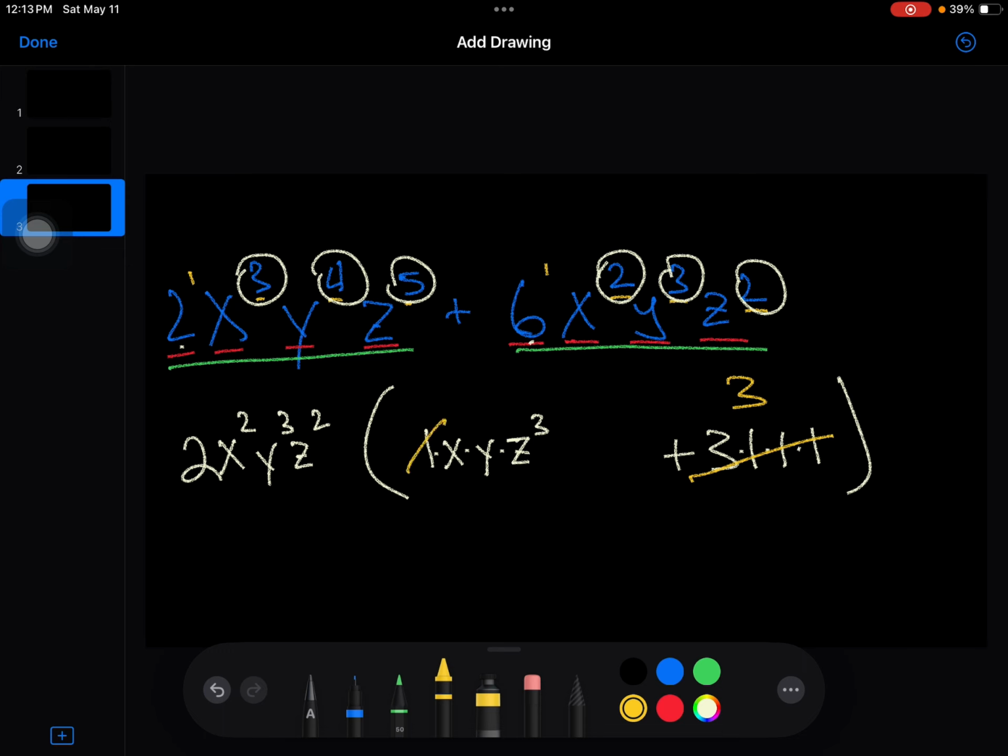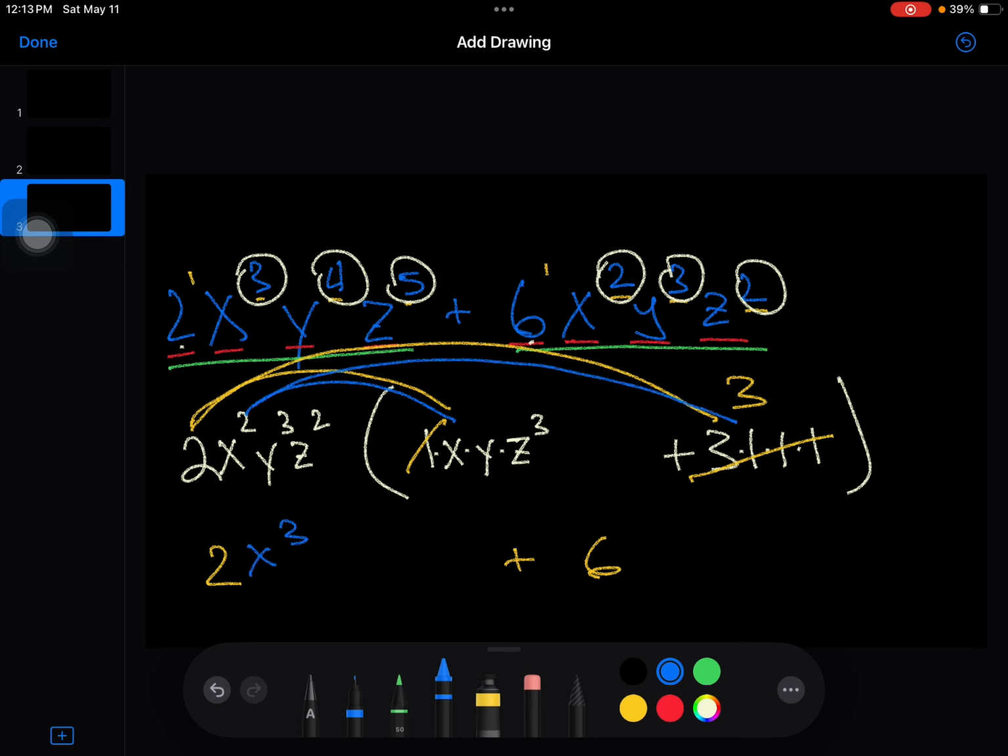Get rid of that. Let's expand now. 2 times 1 is 2. 2 times 3 is 6. And then x squared times x is x cubed. x squared times 1 is x squared. And then y cubed times y is y to the 4th. y cubed times 1 is y cubed. And z squared times z cubed.